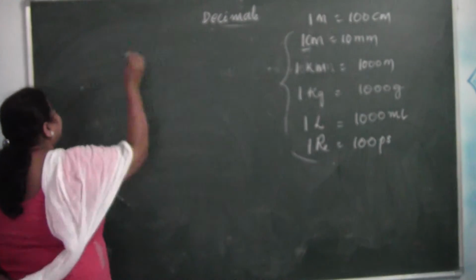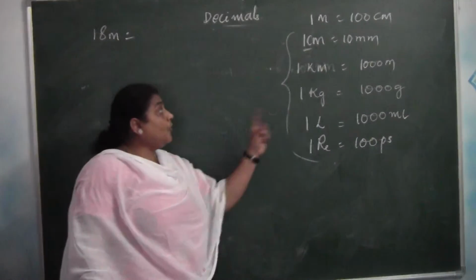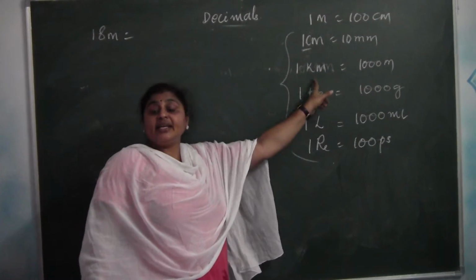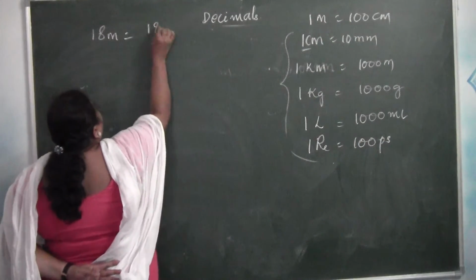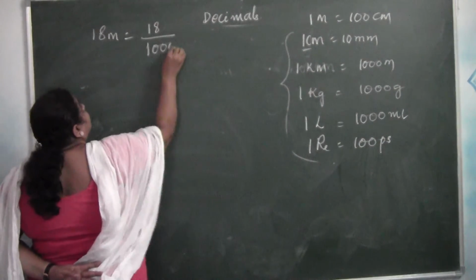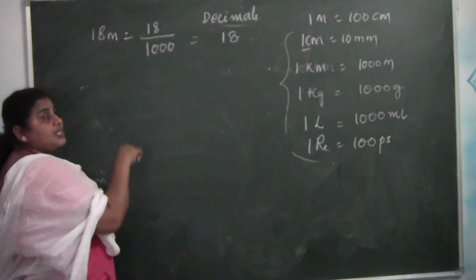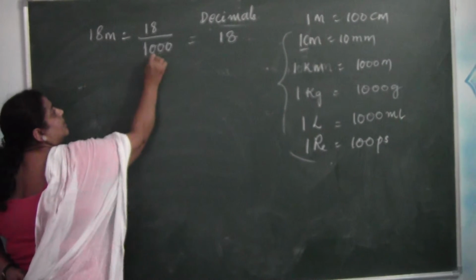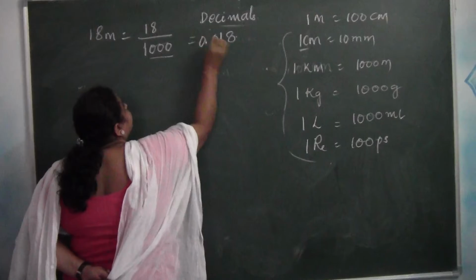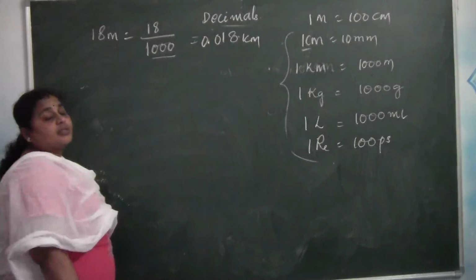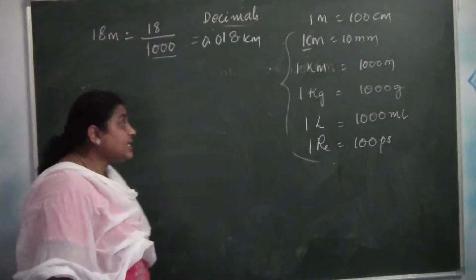Now we have 18 meters. Now what is the relationship between meters and kilometers? From the board you can see 1 kilometer is equal to 1000 meters. So what are we doing? We are dividing 18 by 1000. So first write 18 as it is. How many zeros are there? 3 zeros. So 1, 2, 3, 0.018 kilometers.